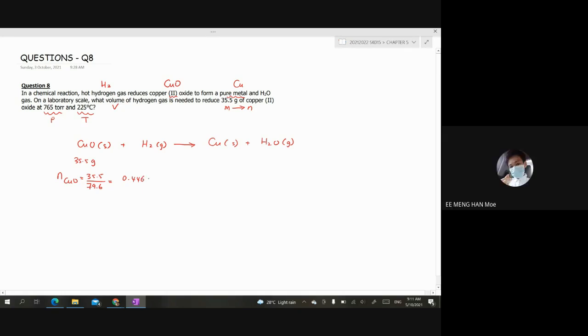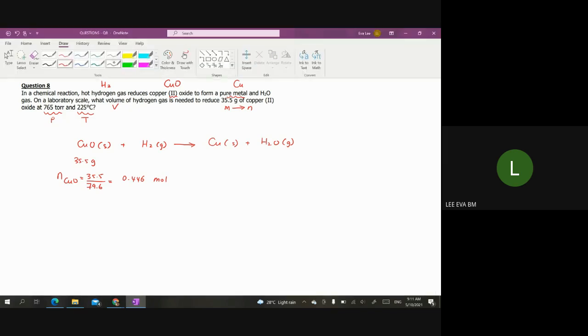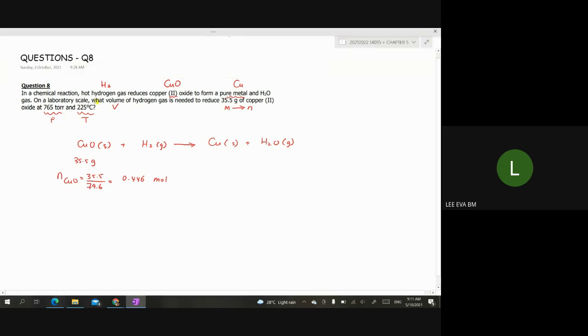0.446 mole. Okay, 0.446 mole, is what we want. Is this number of mole what we want? Okay, kita patah balik kepada soalan. What volume of hydrogen gas is needed?